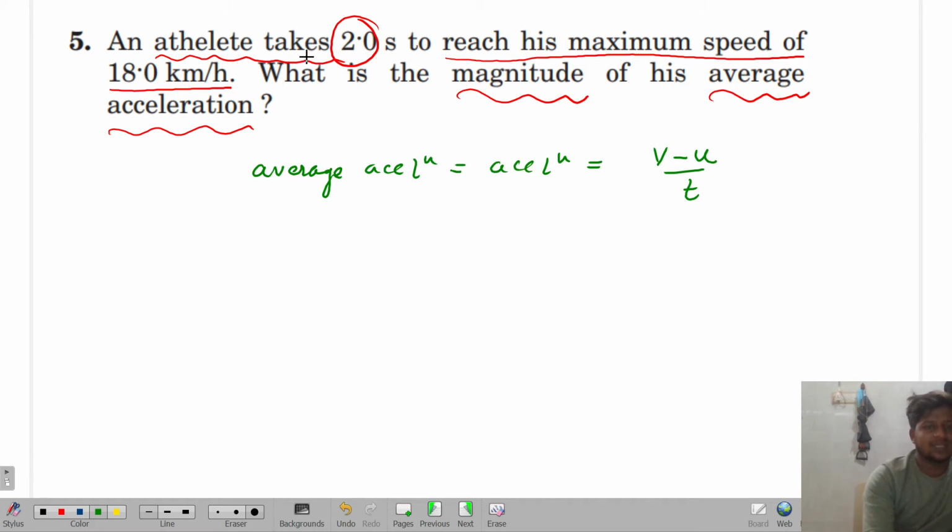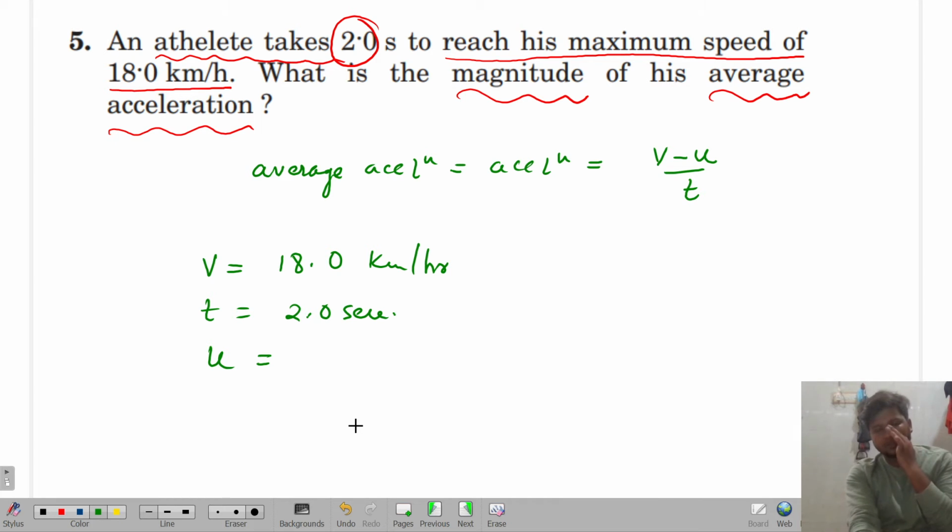Now, it is saying that athlete takes 2.0 second to reach its maximum speed of 18.0 kilometer per hour. Now, its final velocity is definitely going to be how much? 18.0 kilometer per hour. And time is going to be how much? 2.0 second. The question is, what should be its initial velocity? Why? He can start from 1 meter per second also.